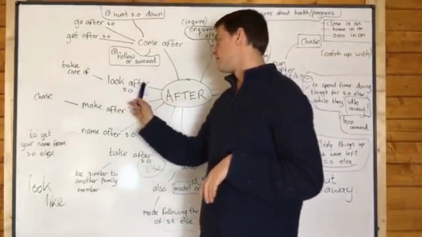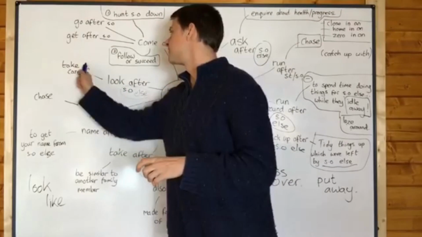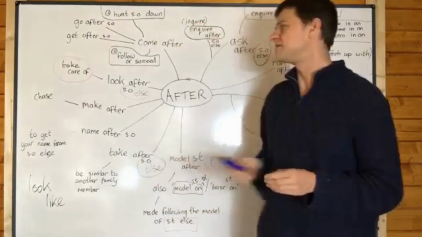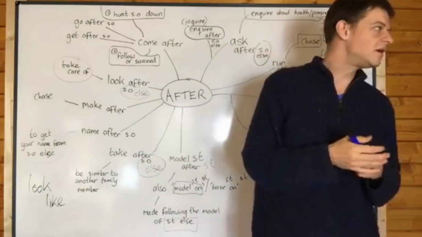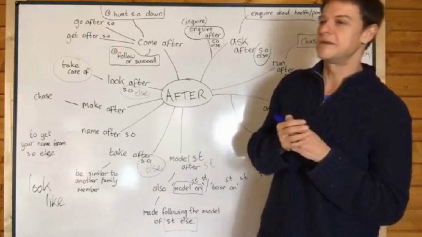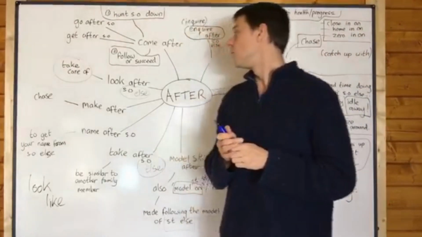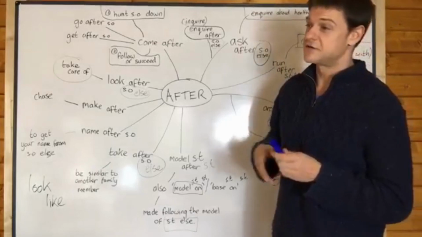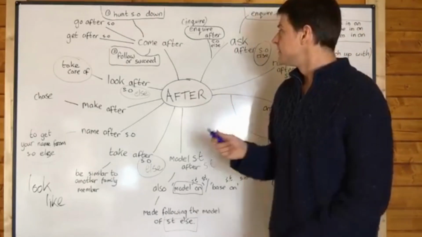Now, if you look after someone, you take care of someone else, yeah? It's take care of, and again, it's someone else. So when you go on holiday, you might get a babysitter to look after the kids, or you might even get a friend to look after your pet while you're away.